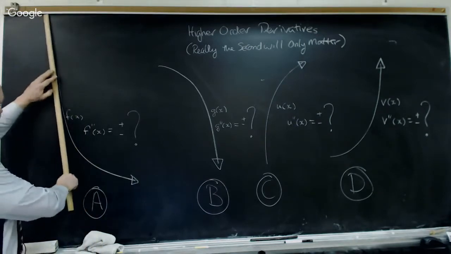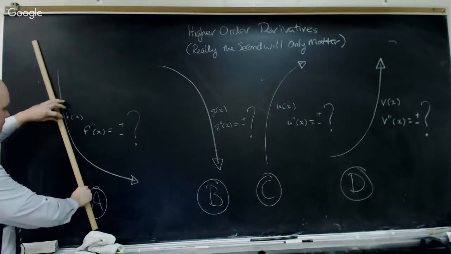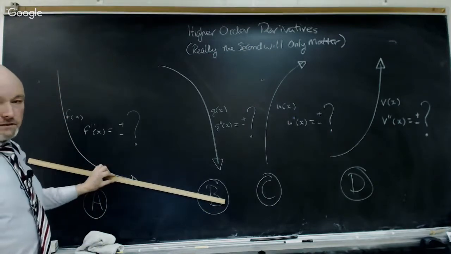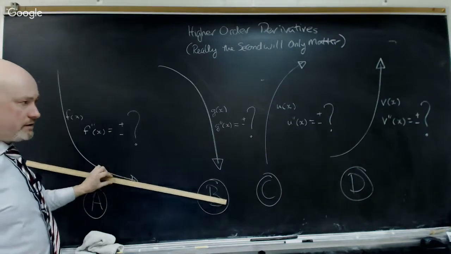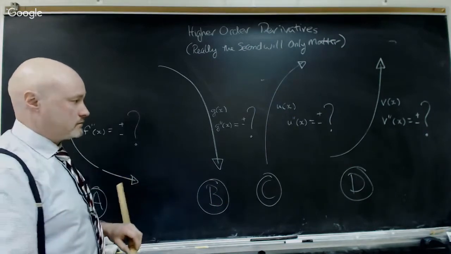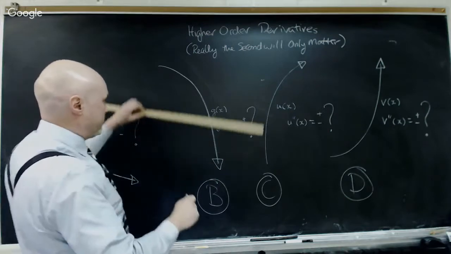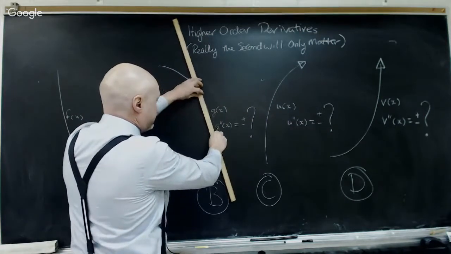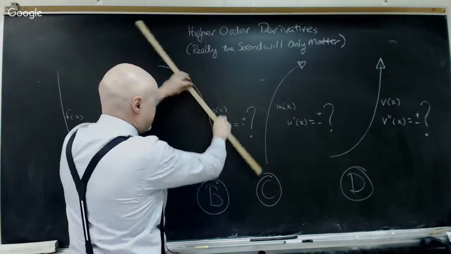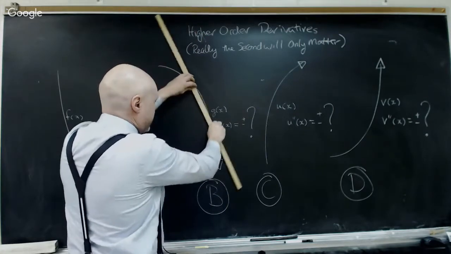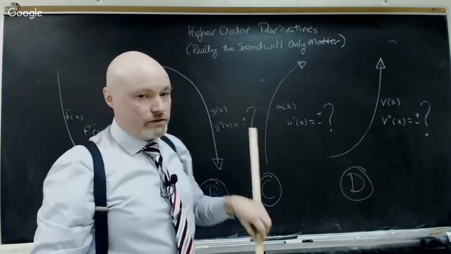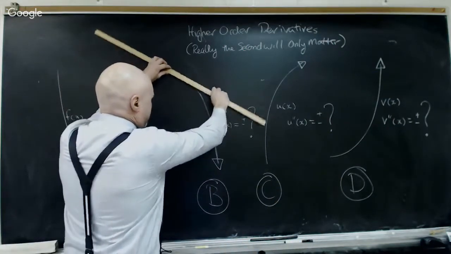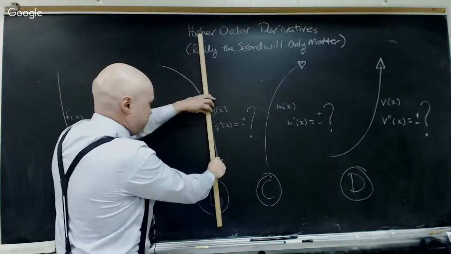So let's look at A. As we move from left to right, what's happening to the slope in A? Is it increasing or decreasing? Okay, let's look at B here. As we move from left to right, what's happening to the slope of the tangent? Is the slope of the tangent increasing or decreasing?